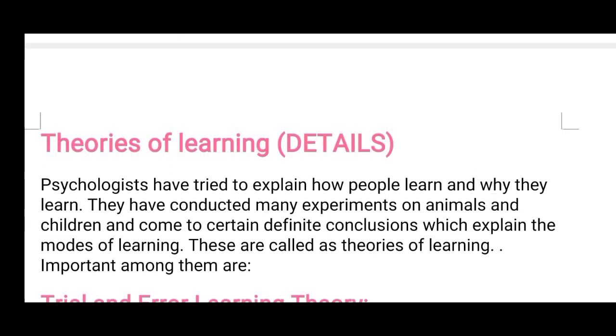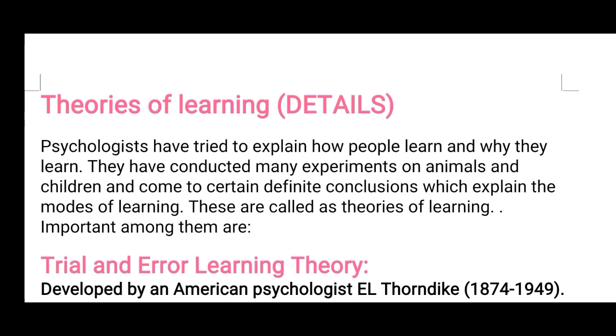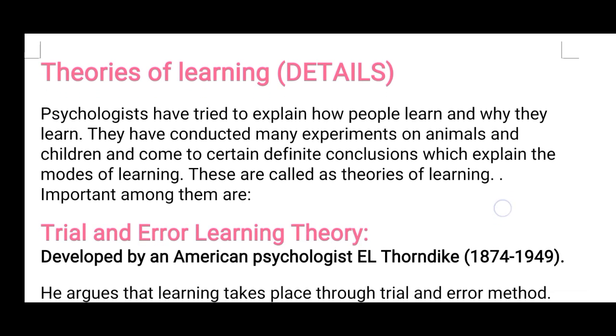Then, theories of learning in detail. Now we will study different types of theories related to learning in detail. Psychologists have tried to explain how people learn and why they learn. They have conducted many experiments on animals and children, reached certain definite conclusions, and at last they could explain the modes of learning. These explanations are called theories of learning.